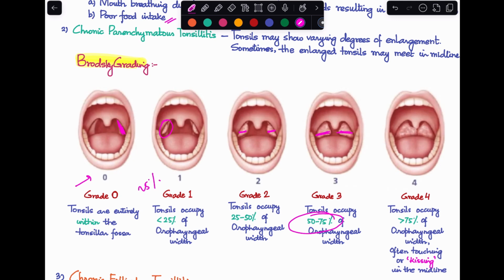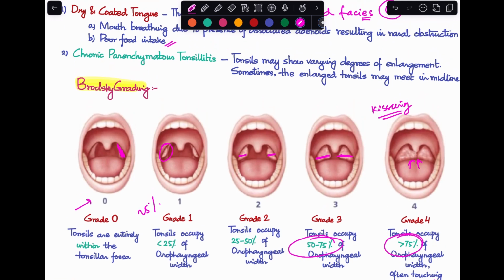And lastly, grade 4, which is very commonly known as kissing tonsils. That's because both the tonsils are kind of meeting in the midline, like kissing in the midline, because here grade 4 is when the tonsils have occupied more than 75% of the oropharyngeal width. So this is the Brodsky's grading that we follow when we are clinically examining the patient and mentioning the grade of the tonsillar hypertrophy. So that's about chronic parenchymatous tonsillitis.